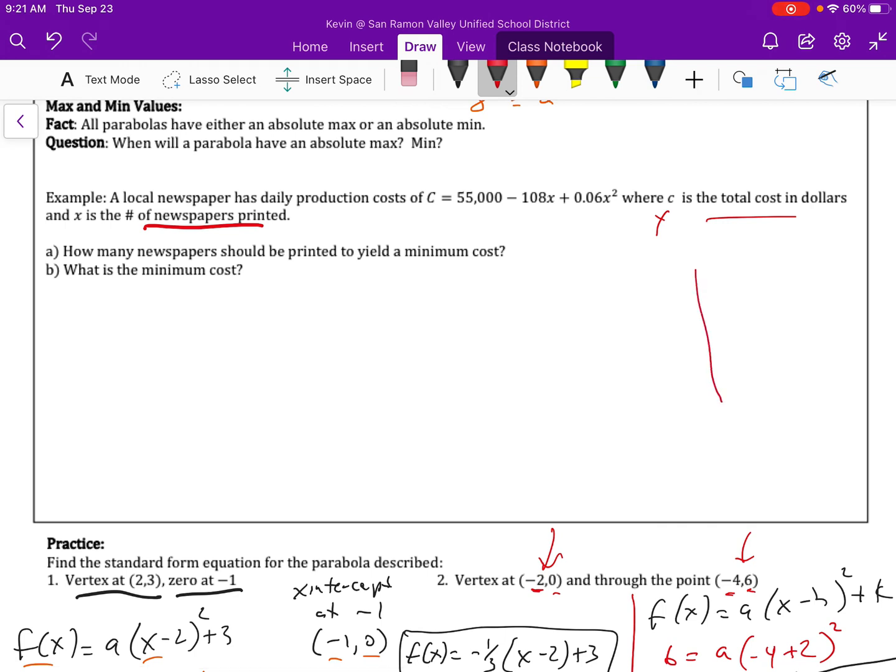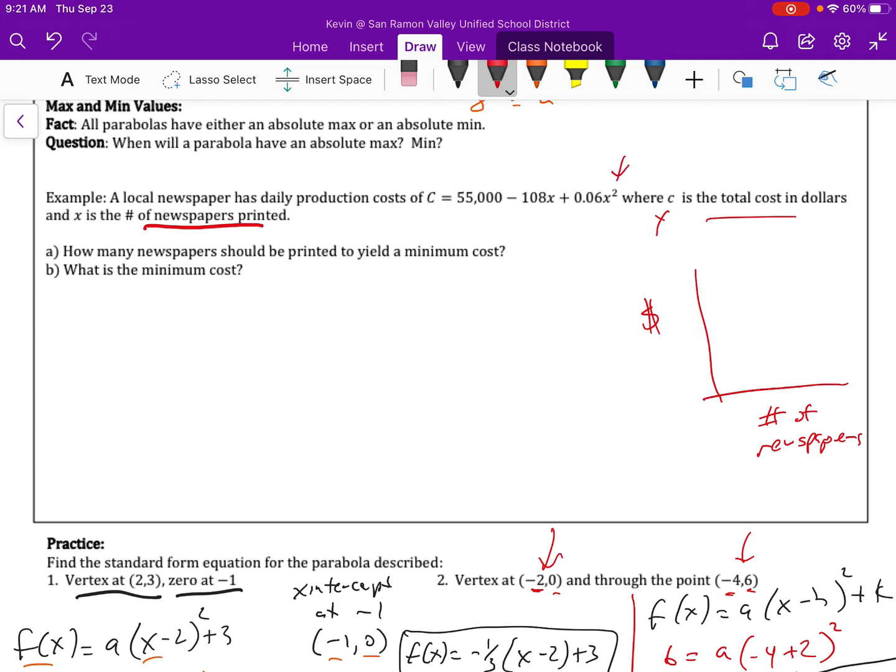If we look at that on a graph, it would look something like this. Number of newspapers, and this is costs. And it wants to know how many newspapers should be printed to yield the minimum cost. What is the minimum cost?